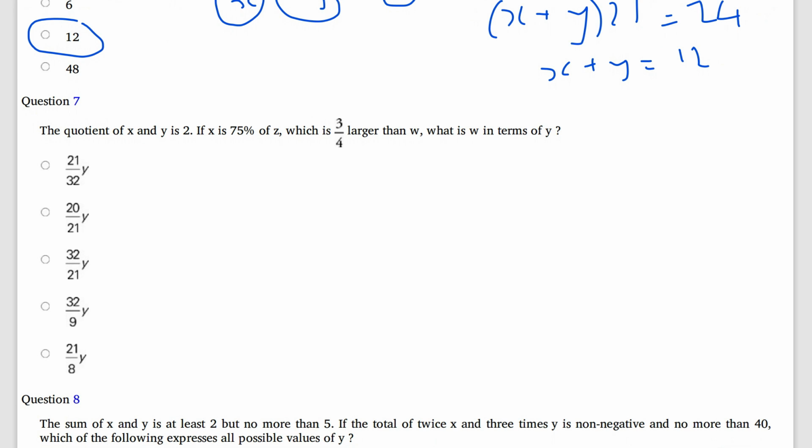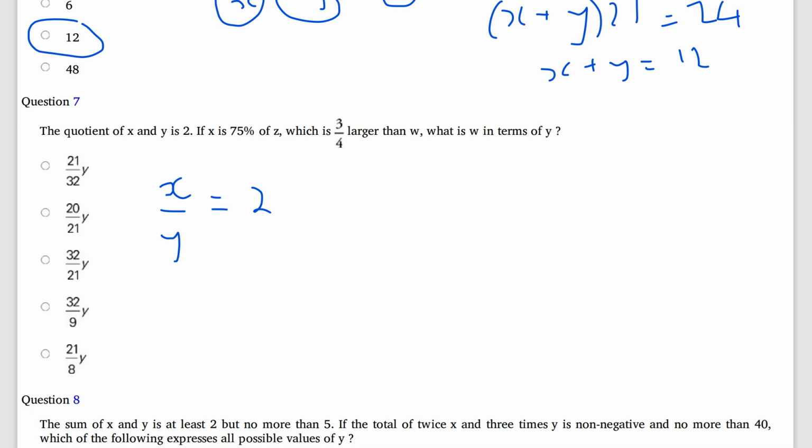The quotient of x and y is 2. That's a fancy way of saying when x is divided by y, you get 2, or it equals 2. So them saying that the quotient of x and y is 2 is saying that when you do x divided by y, it equals 2. Just a fancier way of saying it.